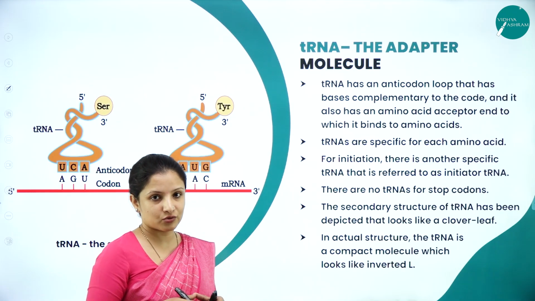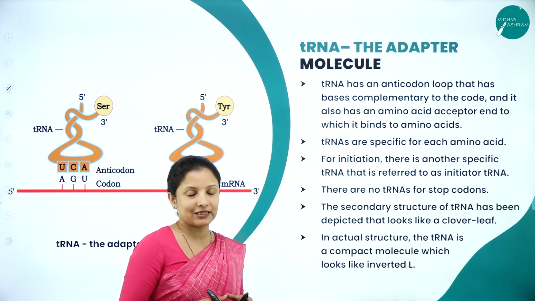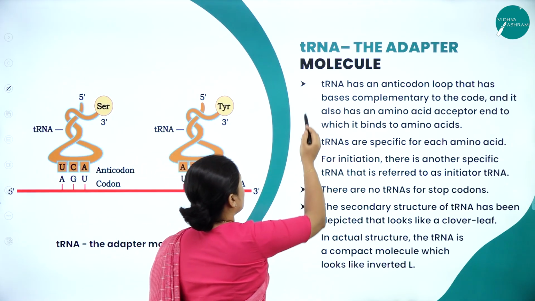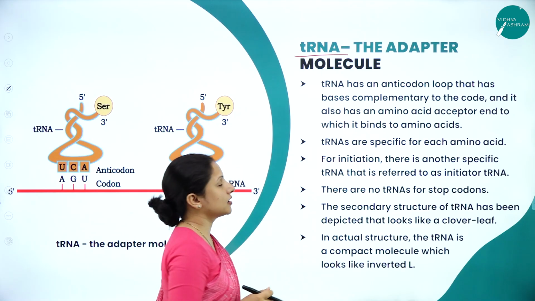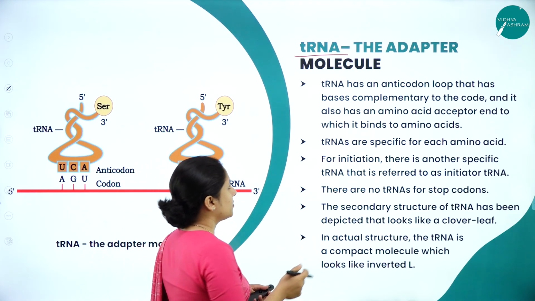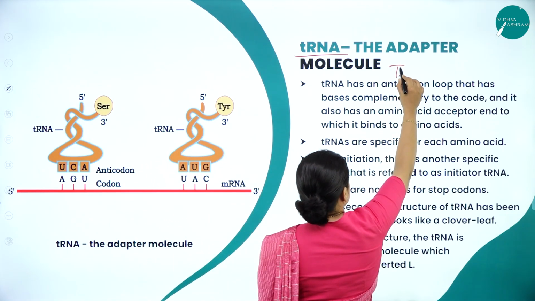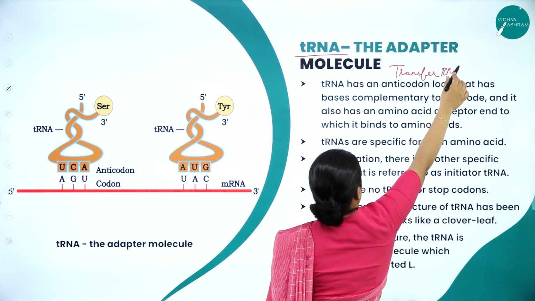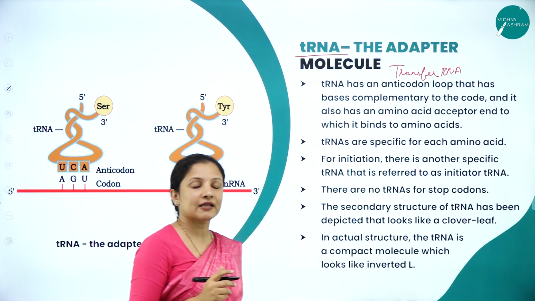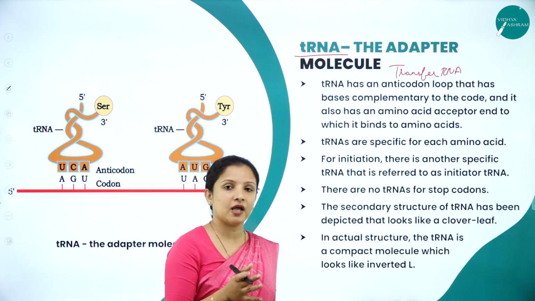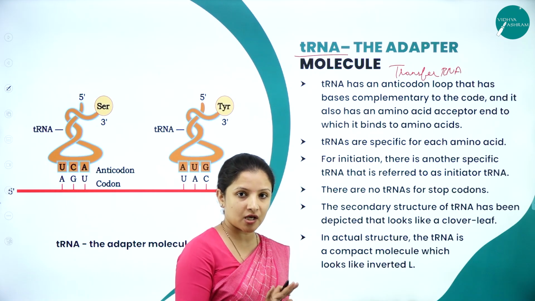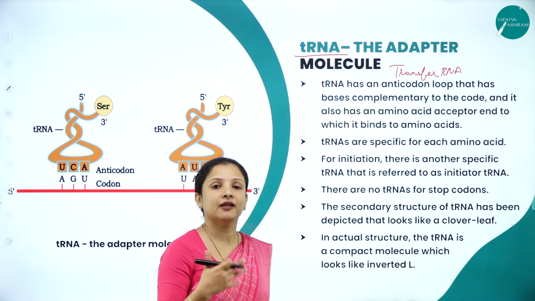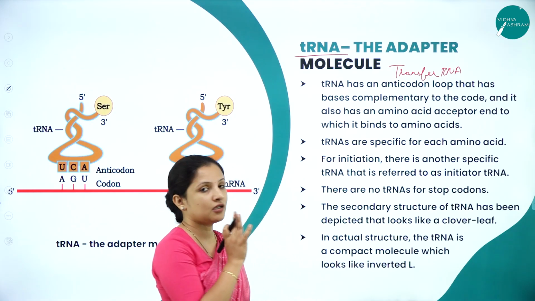So before moving to the actual process of translation, you need to know about an important RNA molecule which is called the tRNA. So tRNA is nothing but transfer RNA. Like how we have the messenger RNA which carries the messages of the DNA on its strand, now those messages need to be translated into amino acids and then into protein. So that is the transfer RNA.